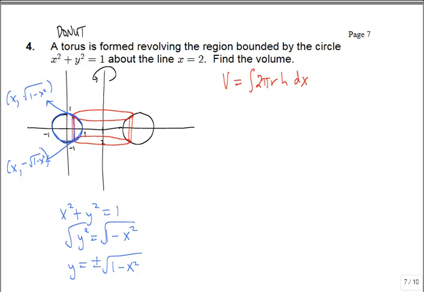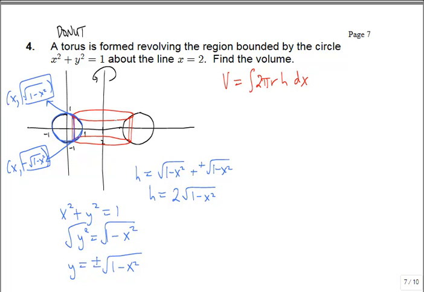So here's what I've got for my 2 points. The height is going to be the top y value, which is the positive square root, minus the bottom y value, which is the negative square root. They do not cancel out because you get a minus minus, so our height function is actually 2 times the square root of 1 minus x squared. So there's my height. Now we need a radius.